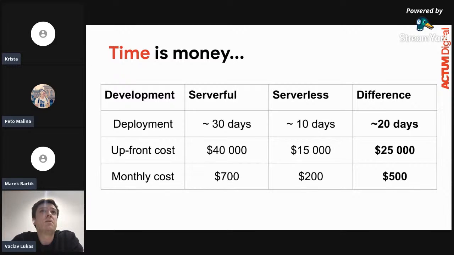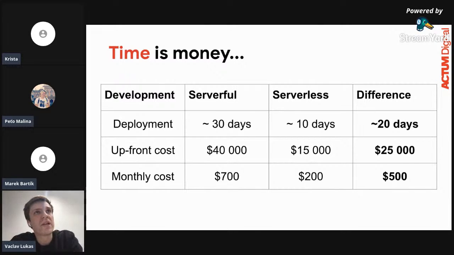So when looking at a table, please bear in mind a certain solution that can be deployed on serverful as well as serverless. With the deployment, it can take up to 30 days with, I don't know, 3 developers of mid seniority, but in serverless, just 10 days. The same thing is here with the upfront cost. You can say up to 25,000, and in upfront cost, you have to pay the overhead, the hardware, the infrastructure. So again, big savings on the serverless side.